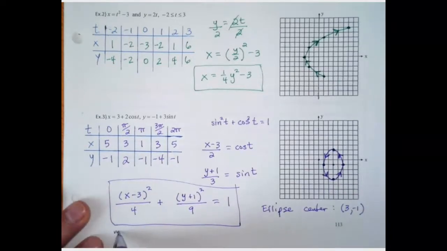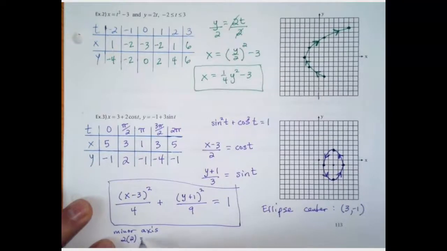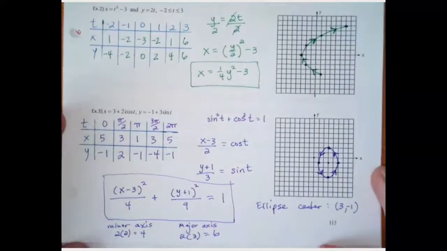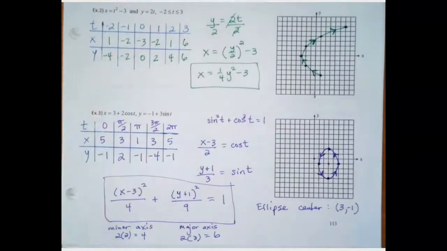So there's other things we could talk about. So the minor axis is 2 times 2, which is 4. The major axis is 2 times 3, which is 6, which we could count off the graph. But alright, so that pretty much wraps that up. That's just an introduction, so that's to get used to that before we start doing some calculus with parametric equations.